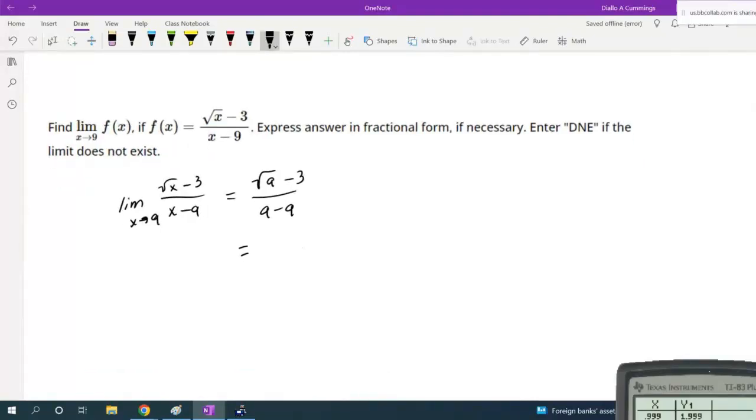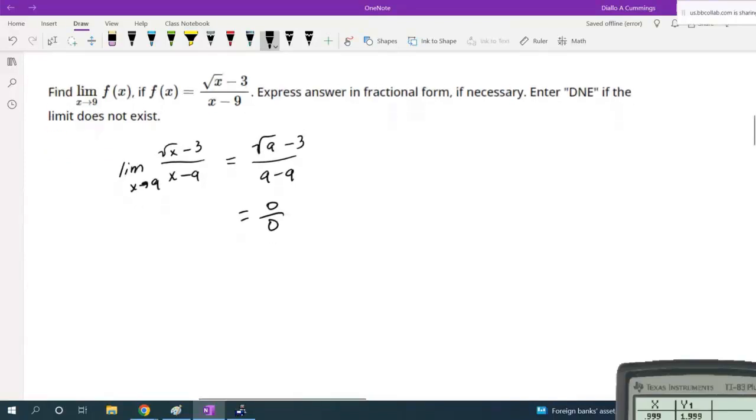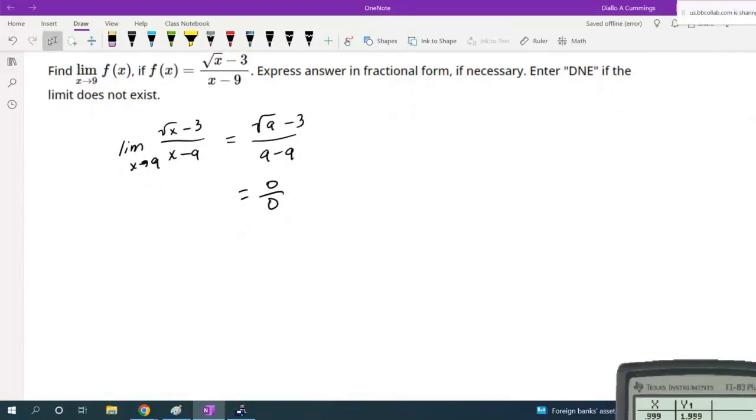The square root of 9 is 3, right? 3 minus 3 is 0, over 9 minus 9, which is 0. Now, algebraically, this is undefined. But in calculus, this is something we call an indeterminate form. It doesn't mean that the limit doesn't exist. It simply means that we need to find another way to solve it.